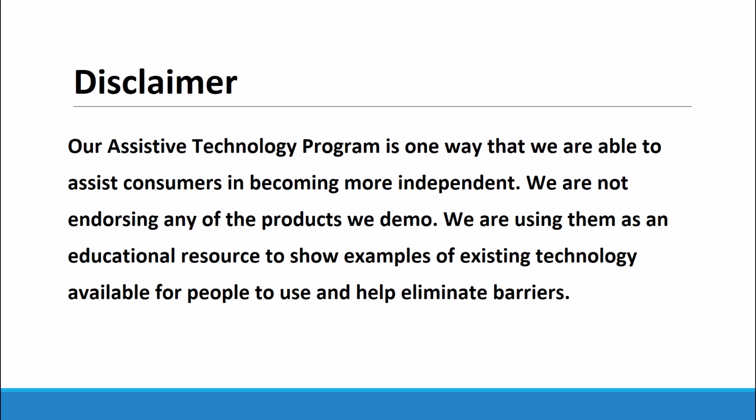Disclaimer: our assistive technology program is just one of the ways that we are able to assist consumers in becoming more independent. We are not endorsing any of the products we demo. We are using them as an educational resource to show examples of existing technology available for people to use and help eliminate barriers.